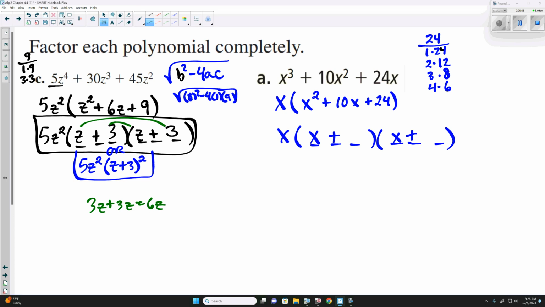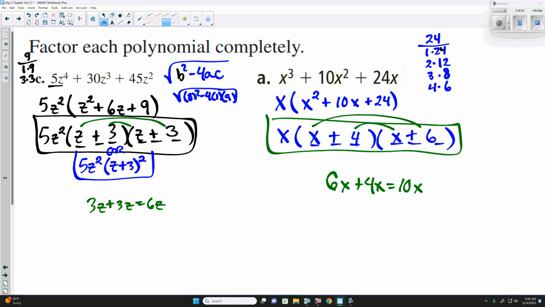Which set of factors do we want to try first? 4 and 6. And if we multiply these together, x times 6 is 6x, 4 times x is positive 4x, which gives us a positive 10x, which is the middle term we wanted, and we get this here.